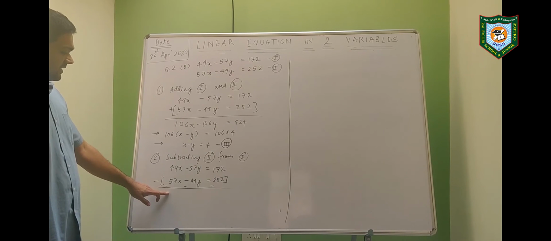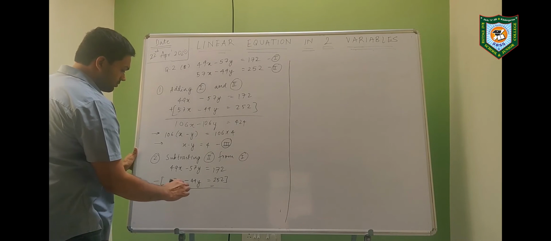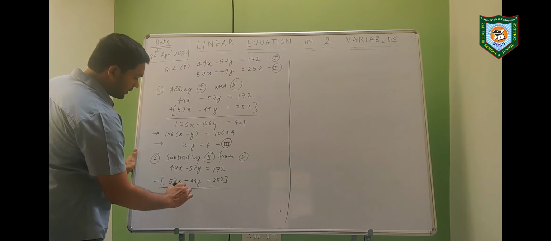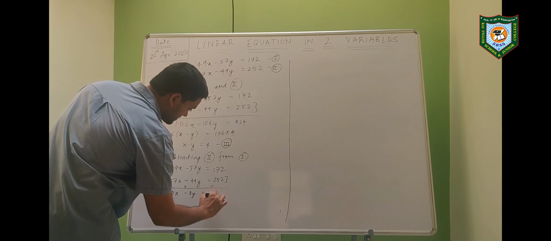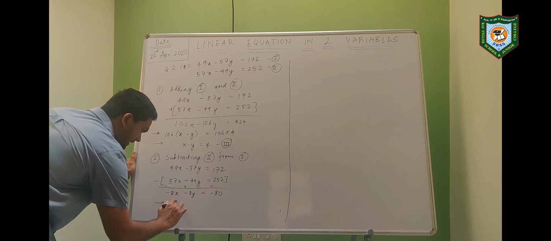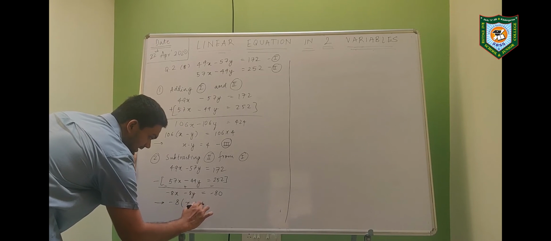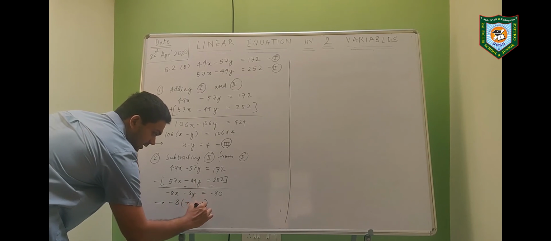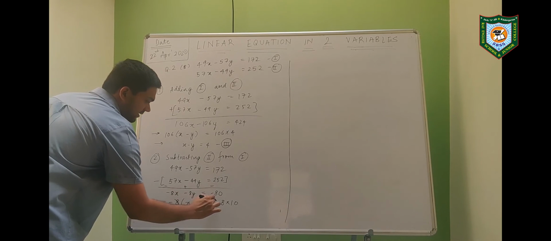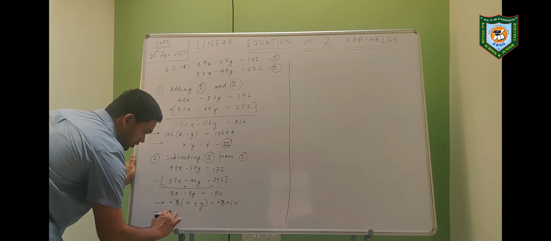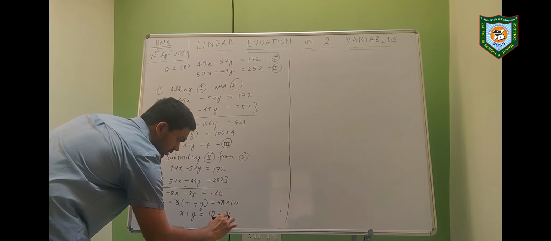49 minus 57 is minus 8x. 57 is greater in numerical value, sign is negative, therefore minus 8. Minus 57y plus 49y is again minus 8y is equal to, this value comes as minus 80. So now I can take out minus 8 common. Minus 8 times x is minus 8x. Minus 8 times plus y is minus 8y is equal to minus 8 times 10 is minus 80. So minus 8, minus cancels. So I have my new equation, x plus y is equal to 10. This is my equation number 4.